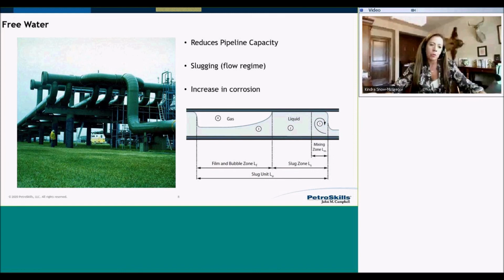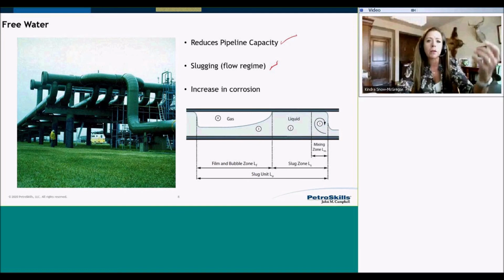For one thing, when I have a lot of free water in my gathering system, this can cause me a lot of hydraulic problems. Essentially this will reduce my pipeline capacity because now I have a whole bunch of water in that pipeline that's really not a product for me. It's something that I need to deal with. But the other bigger issue is that this can cause me some serious flow regime concerns. So I can get into a situation where I see significant slugs of water coming into my plant.